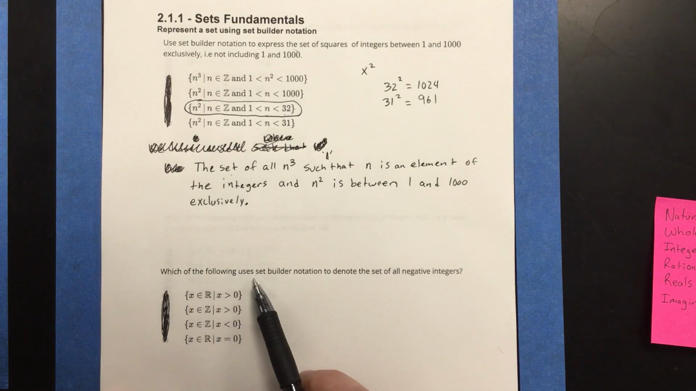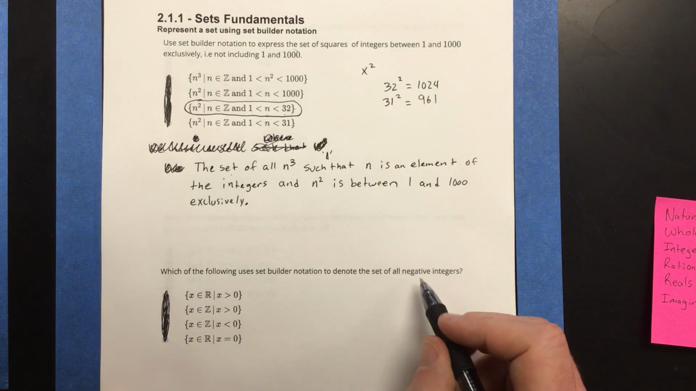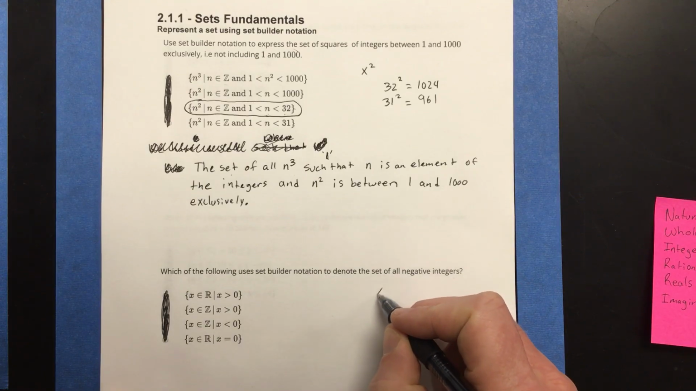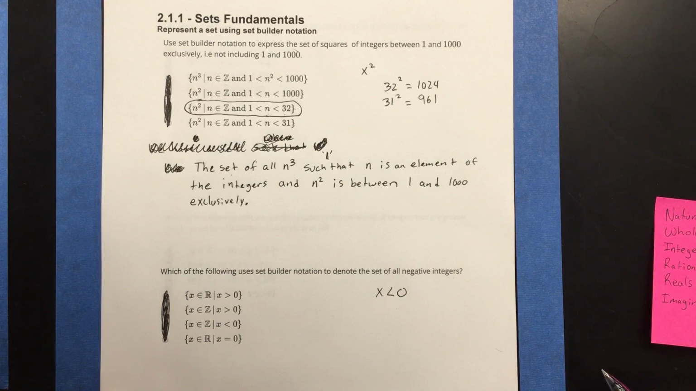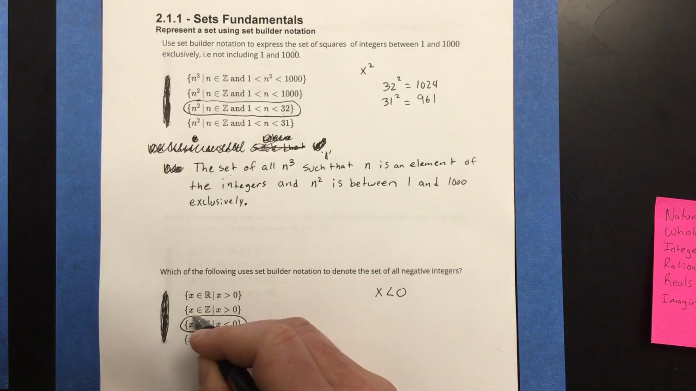It says, which of the following uses set builder notation to denote the set of all negative integers? So if we want all negative integers, then we're going to look for x being less than 0. That would give us all negative integers. So first of all, we can rule out that this is a real number, right? This is talking about real numbers, whereas these are talking about integers. So then we just have to pick the correct one. So this one would be x less than 0. This is our correct solution in set builder notation.